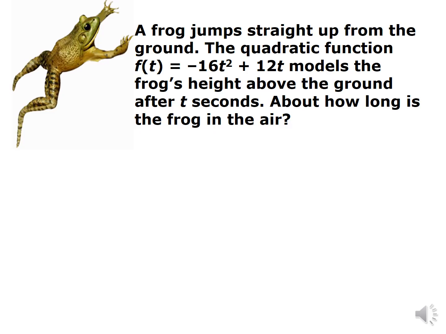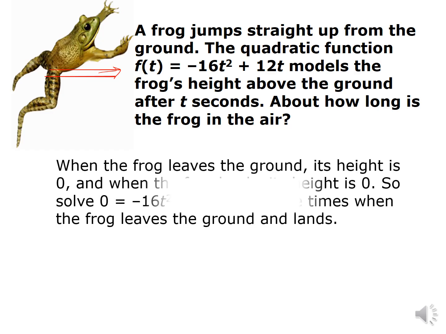Okay, so the most important part of this section is knowing how to understand what is happening with the equation. At what point do things happen, and how do we look at it? So we have a frog jumping straight up from the ground. The quadratic function here models the frog's height above the ground after t seconds. How long is the frog in the air? Well, when the frog leaves the ground, the height is 0, and when it lands, the height is 0. So we're going to solve 0 equals our equation to find the times when the frog leaves the ground and then lands back down.